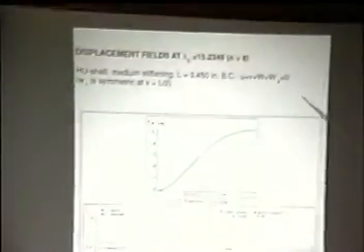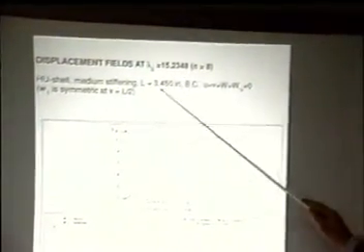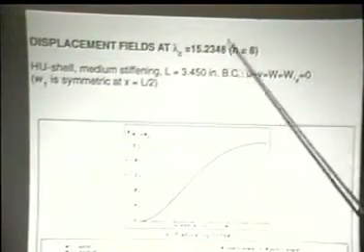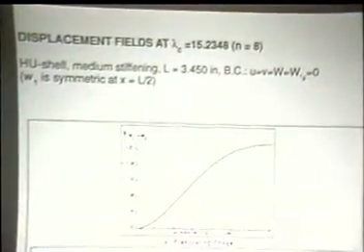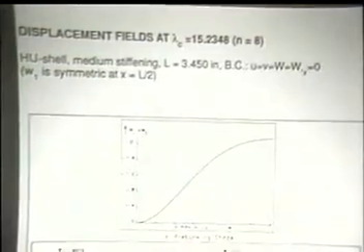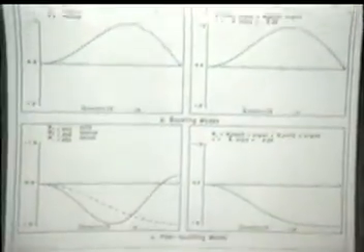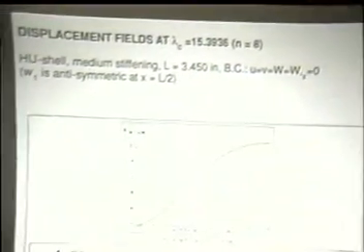Once again, the length, the boundary condition, where the eigenvalue is the lowest, which is symmetric, right? Symmetric. This is a pre-buckling solution, post-buckling solution. Then the next one, 15.2348, 15.3936 is the anti-symmetric. The pre-buckling is the same as before. There is a post-buckling field.